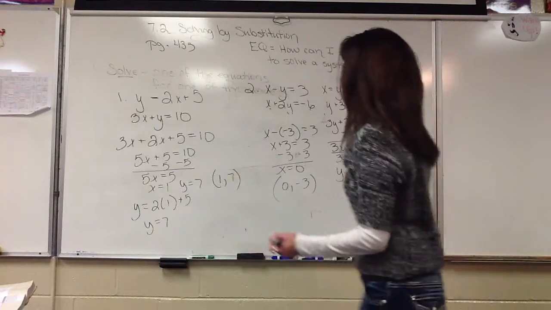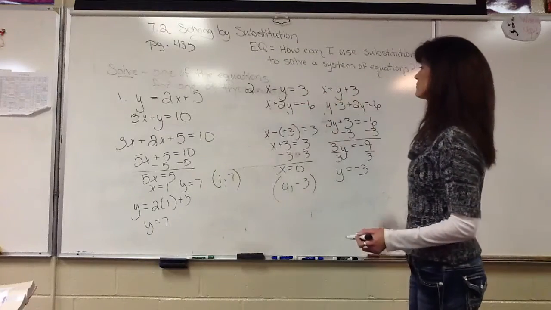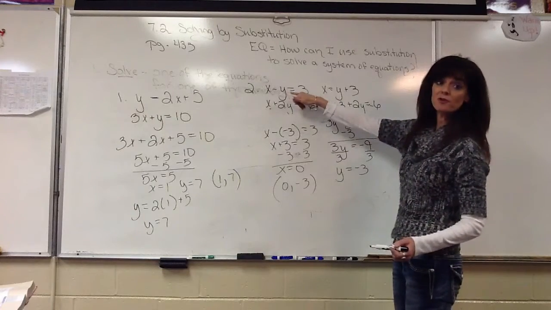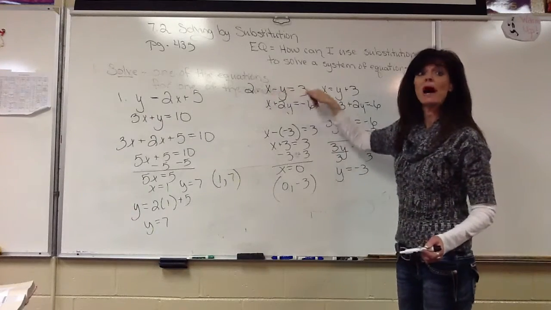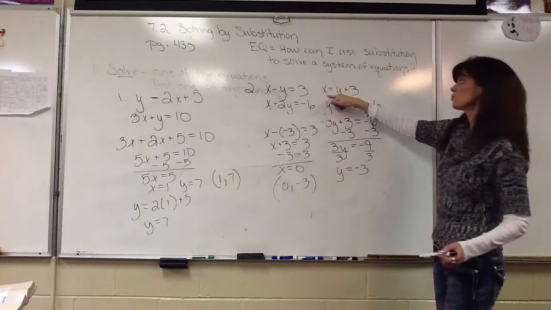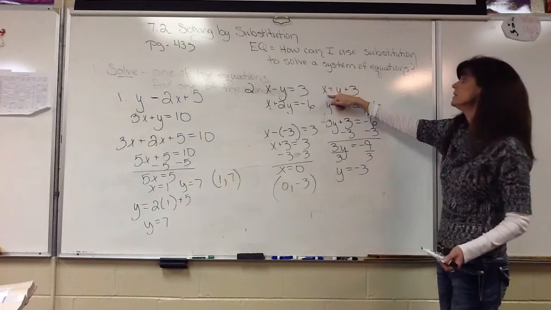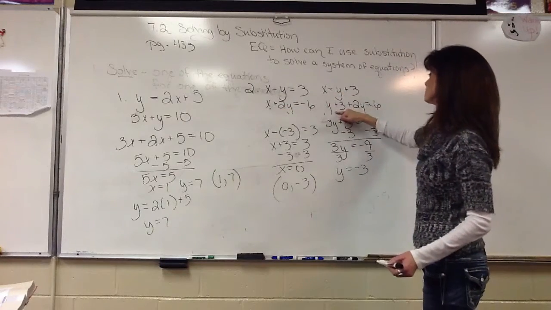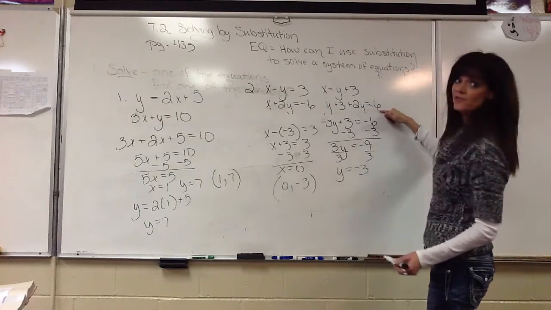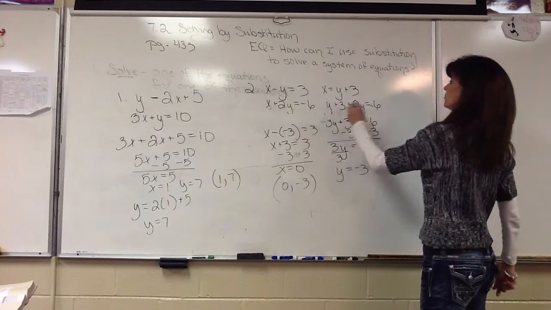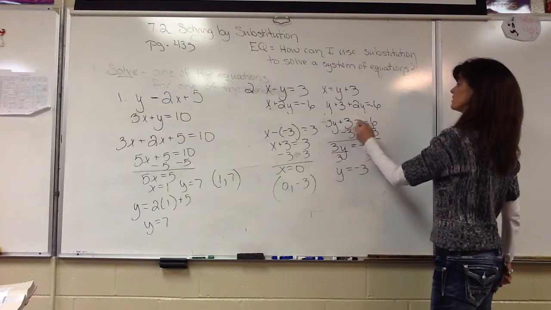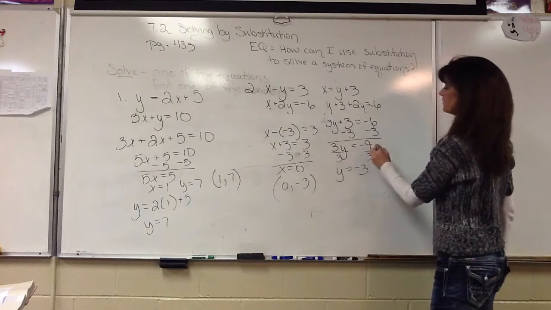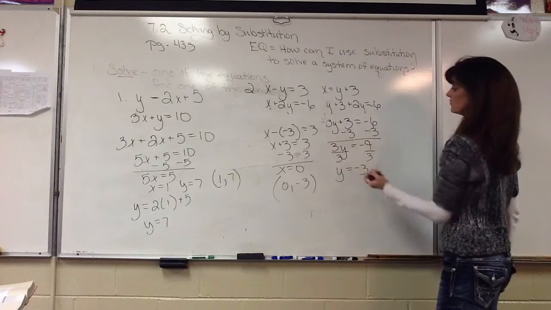And then for number 2, I got x minus y equals 3 and x plus 2y equals negative 6. What I did have to solve for a variable, so I solved for x by adding y to both sides. So we get x equals y plus 3, or you can have 3 plus y. Sub it in for the x value of our second equation, y plus 3 plus 2y equals negative 6. We're going to take the y's and combine them and get 3y plus 3 equals negative 6. Subtract your 3 from both sides. 3y equals negative 9, divide by 3, and y equals negative 3.